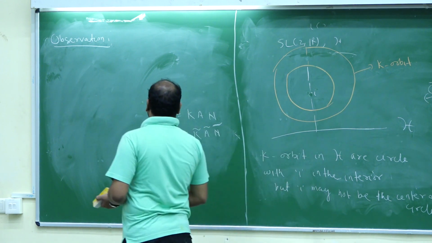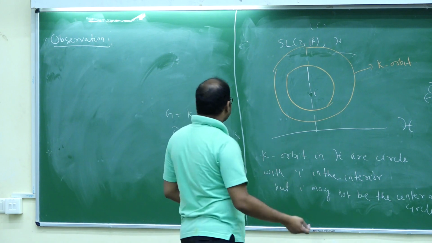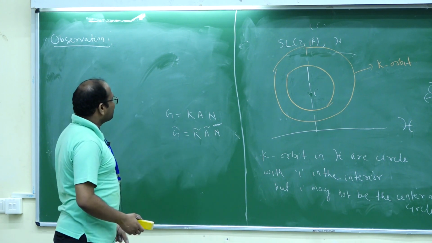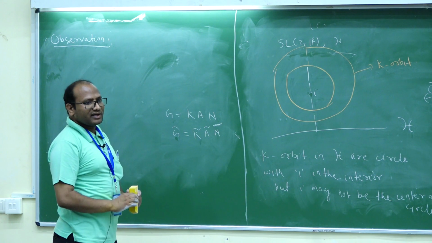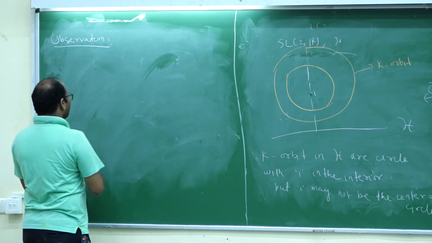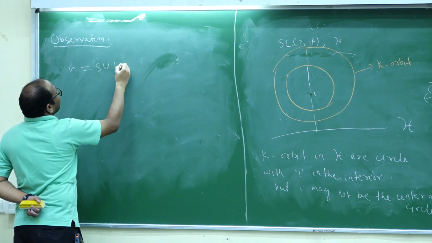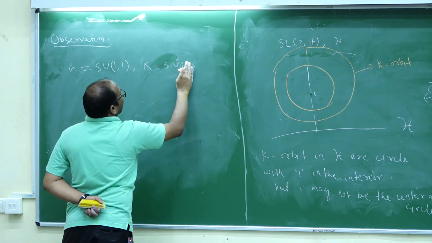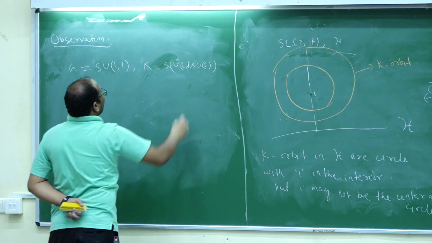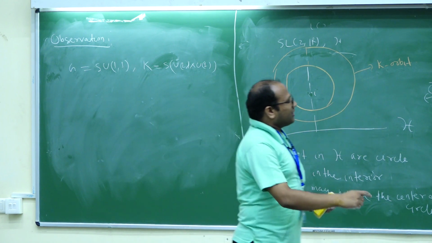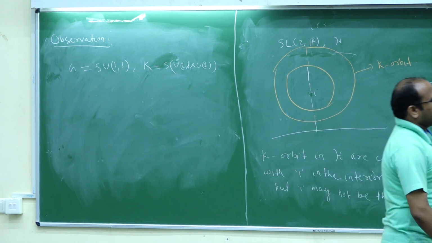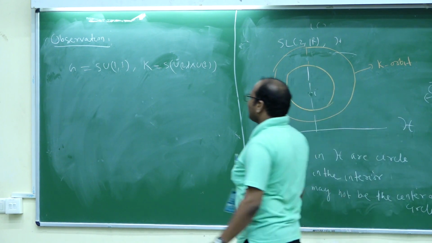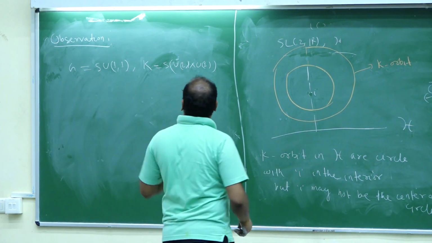This is not really specific to so-called SL2R or SU1, 1. This is also true for any connected non-compact semi-simple linear group. And I think from now onwards I will not use this symbol G tilde for this SU1, 1. If I say that G is equal to SU1, 1, then you also understand that this K in this picture is really S of U1, 1. So I will not use G tilde, K tilde. I will fix a group like SU1, 1 or SL2R, and in that picture I will talk about K and A. It will be clear from the context which group I am taking.